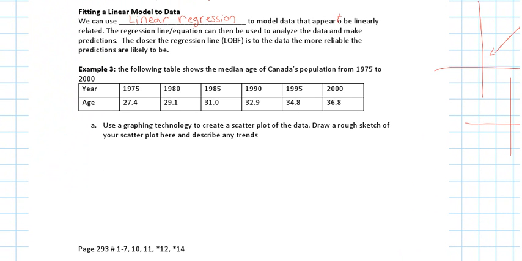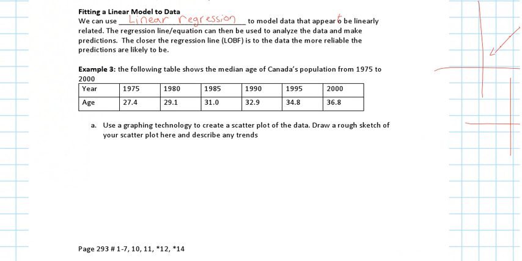The following table shows the median age of Canada's population from 1975 to 2000. So in 1975, the age was 27.4, 1980 is 29.1, and so on and so forth. How can I graph this then? Number one thing, most of the time you don't want to graph like 1975, 1980 on your x-axis. So you're going to have to state that 1975 is your year 0. Most of the time that's what you want to do. It usually says that in the question.